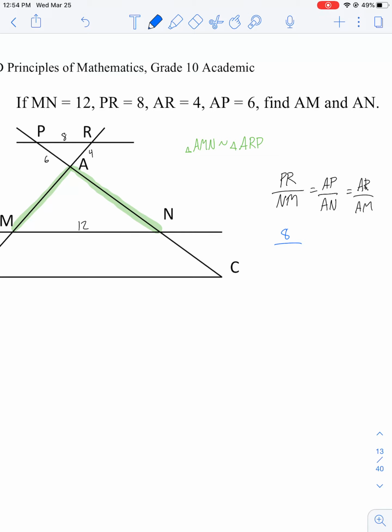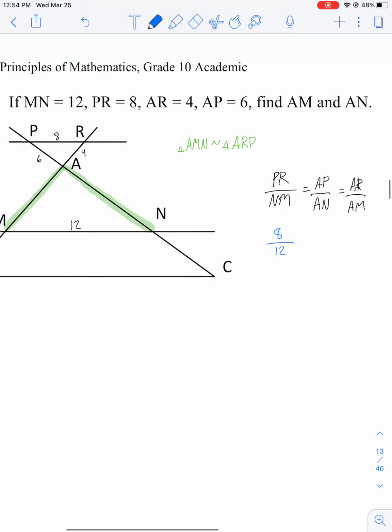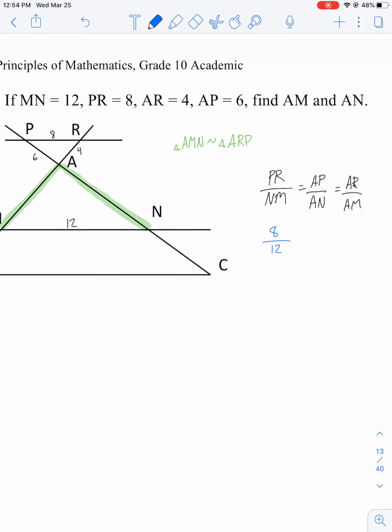NM, or MN, doesn't matter, is 12. So that is the ratio we're working with. Like 8 multiplied by what is equal to 12. So everything needs to be in that same ratio.